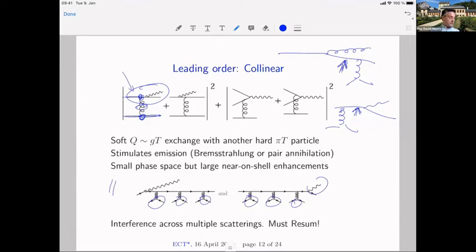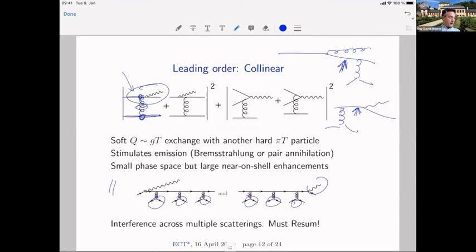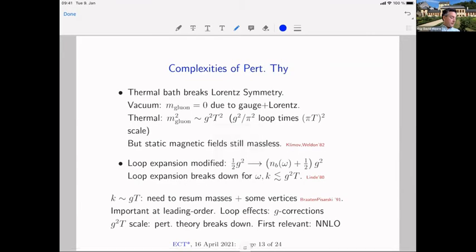And this resummation has to go on top of the complexities of thermal behavior. That's things like the fact that the thermal bath is breaking Lorentz symmetry. Normally, we think of gluons as being massless until you get down to the confinement scale where something complex and non-perturbative goes on. But if you look at things at very high energies, at very short scales, the gluon is massless, and that's just a combination of gauge invariance and Lorentz invariance.